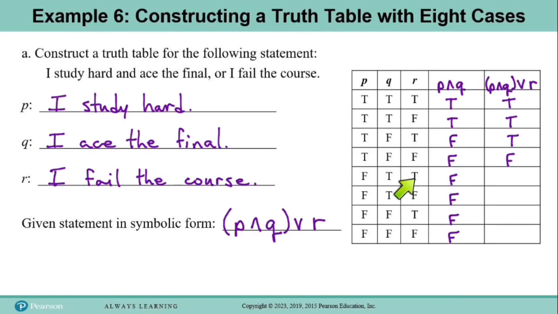On the next line, we have one true component, so the overall statement is true. Next line, both components are false, so the statement is false. Next to last line, one of the components is true, so the overall statement is true. And then on the last line, both components are false, so the overall statement is false.